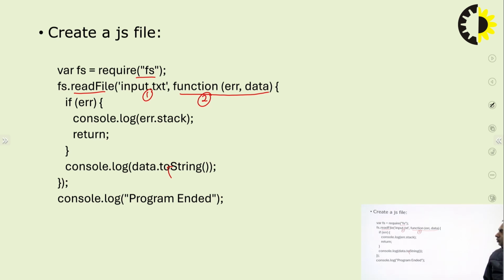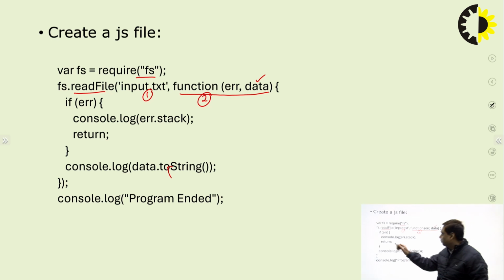The second argument is a callback function. When the reading part has been completed, it will call the callback function. This callback function will accept two arguments, one is error, second is data. During the reading of the file, if any error occurs, it will go to the first argument. If everything is okay, a success status will be stored in the first argument and the data will be available in the data variable. So when the reading of the file is completed, all the data is available in the variable data. We assume there is no error.